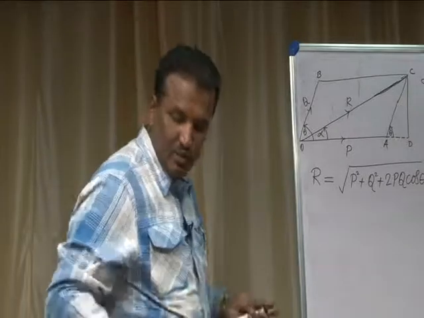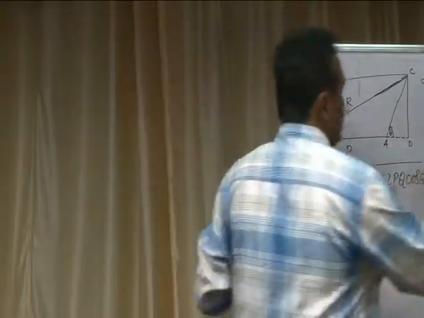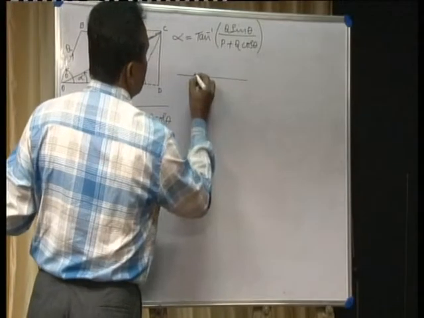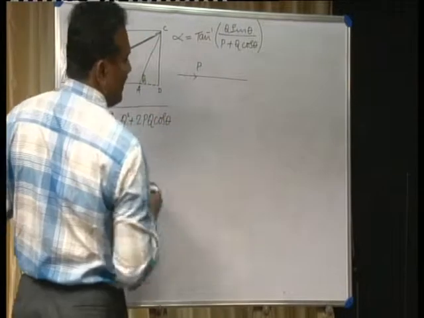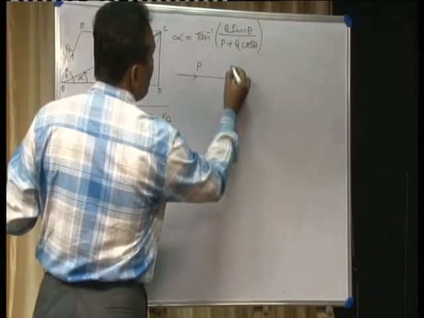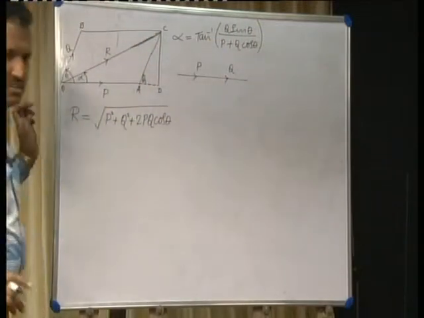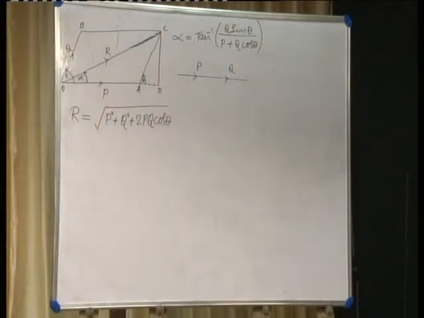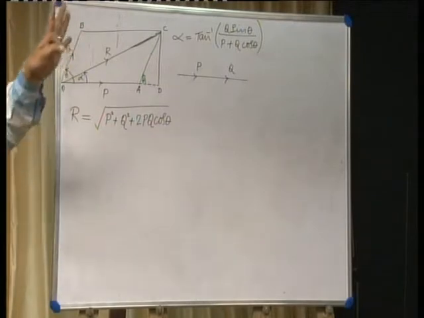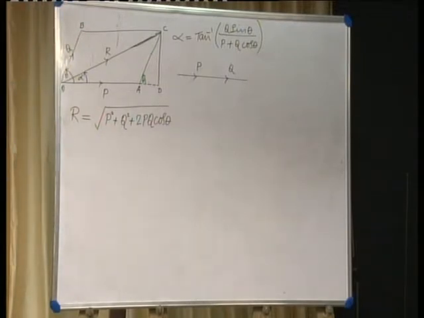So, the situation may be like this. This is the line on which the force P acts in this direction. This is the force Q acting in this direction. I mean, two forces acting along the same line in the same direction. Now, the question is, what is the magnitude of the resultant? What is the direction of the resultant in this case?